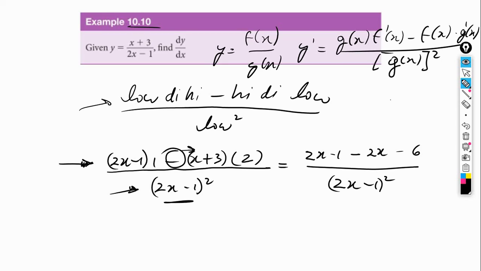Very well, so one final step where we cancel this out and add -1 and -6, so we get -7 over (2x - 1) squared.